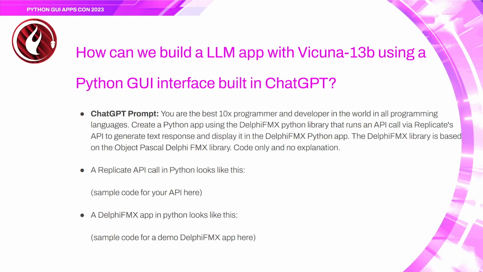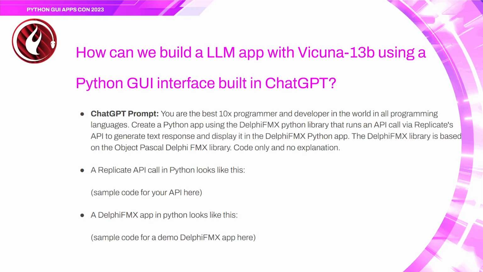So here is the prompt, very similar to the previous ones. OpenAI.com actually came out with a prompt blog about how to write a good prompt. I see here that I wrote ChatGPT prompt, so this is for ChatGPT. We're going to create the application using ChatGPT. And so we wrote, as before, you are the best 10x programmer and developer in the world in all programming languages. Create a Python app using the DelphiFMX Python library that runs an API call via Replicate's API to generate a text response and display it in the DelphiFMX Python app. The DelphiFMX library is based on the Open Pascal DelphiFMX library. Code only and no explanation.